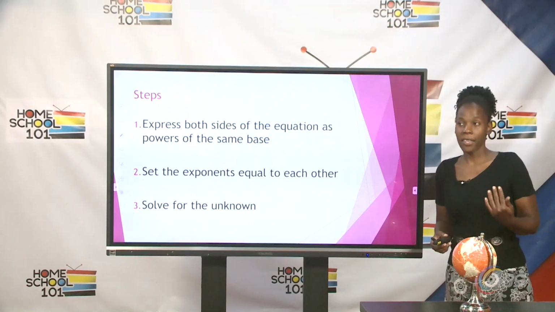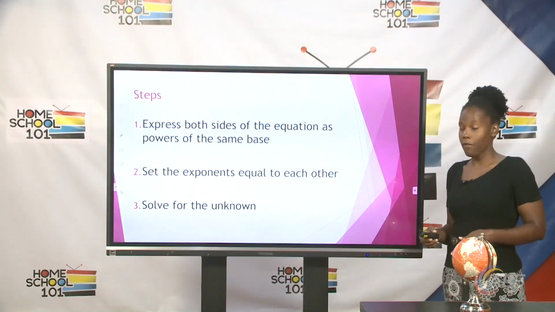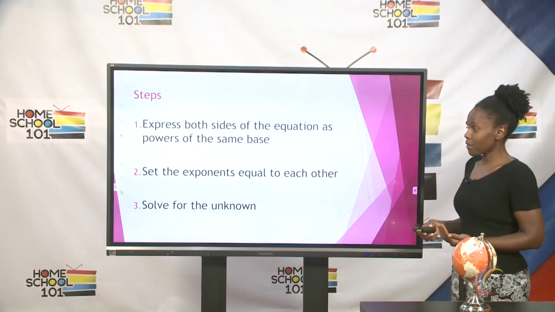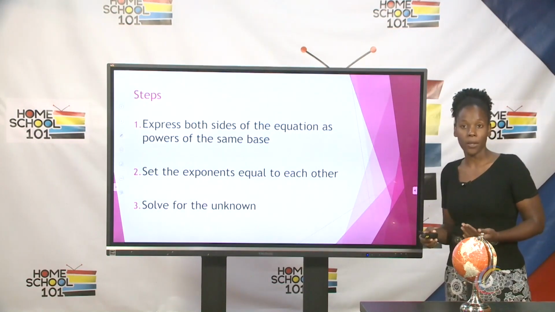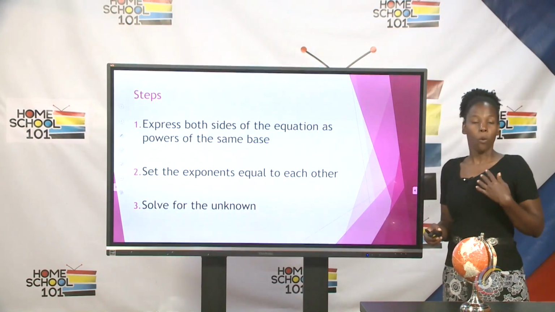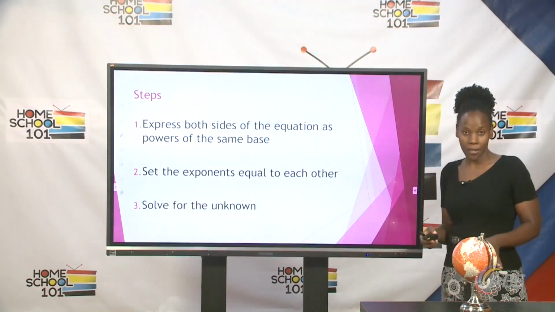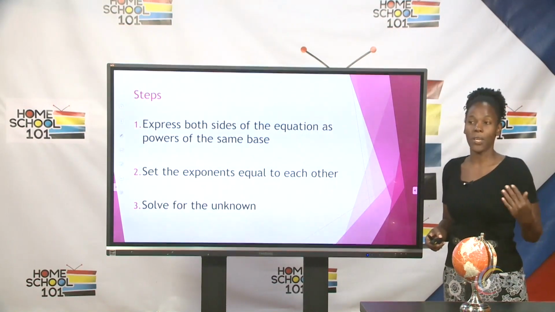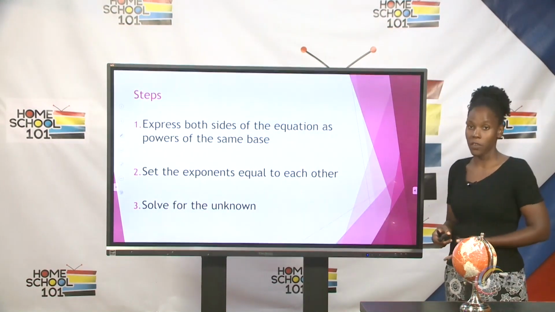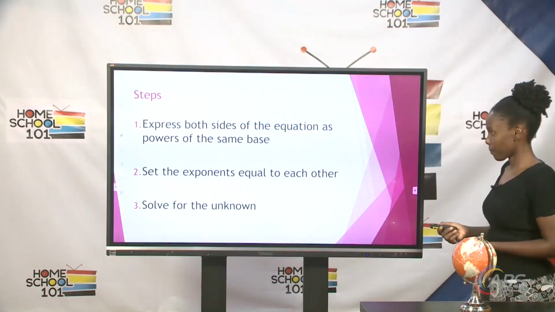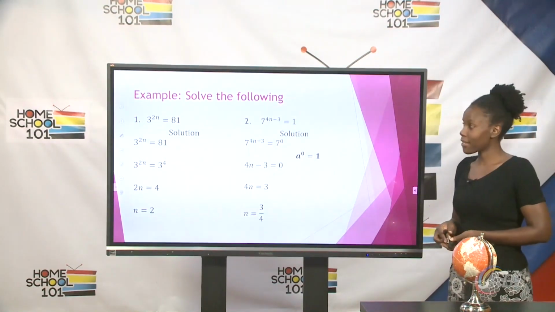So the steps in solving exponential equations of that form: we express both sides of the equation as powers of the same base. Once we have the common base on both sides, we drop the base, we equate the powers, and we solve for the unknown. So we have two examples here.